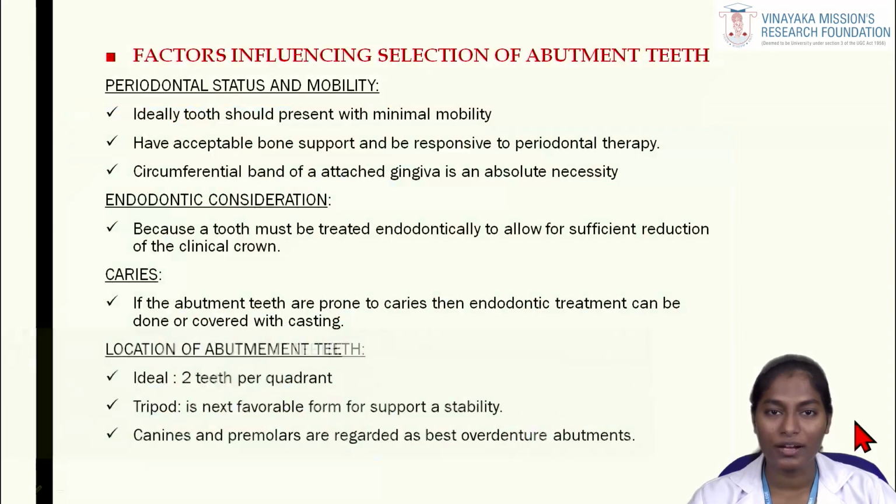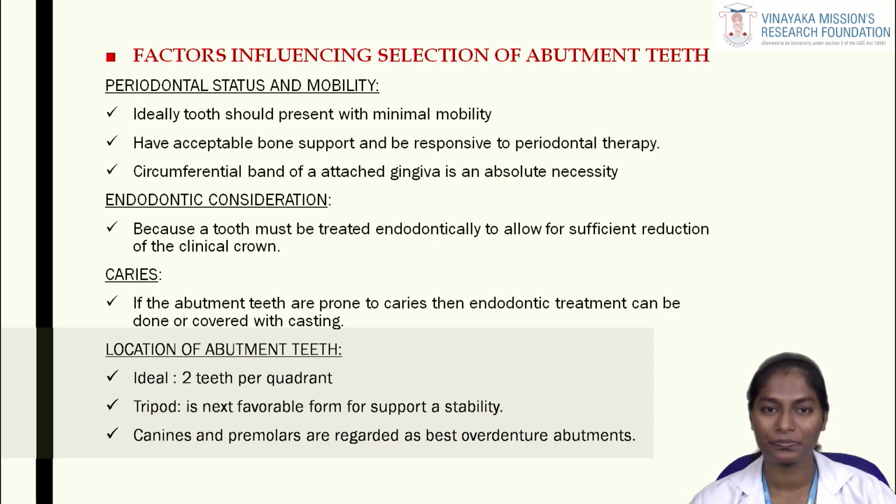The most important factor is the abutment teeth. The four criteria include the periodontal status and the mobility, the endodontic considerations, caries, and also location of abutments. The periodontal status: when you are choosing an abutment, ideally there should be no or minimal mobility, and also a circumferential band of attached gingiva is mandatory for the treatment.